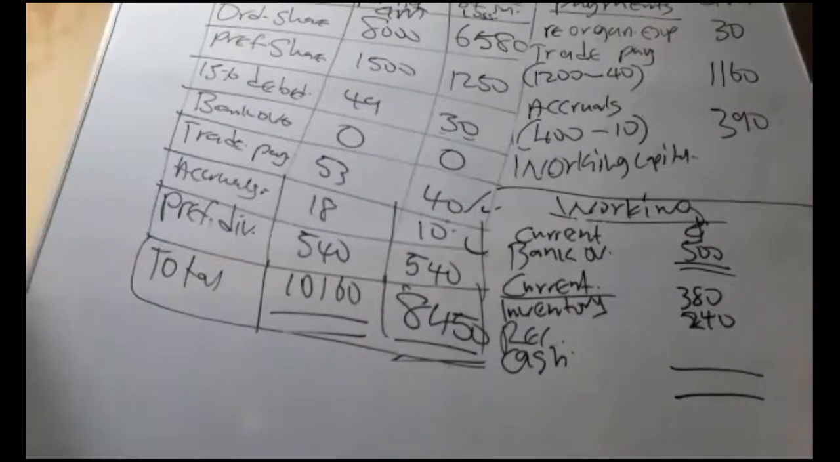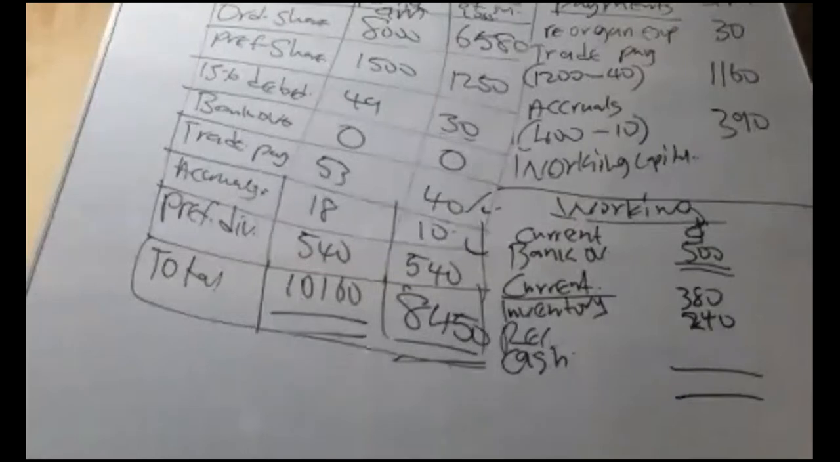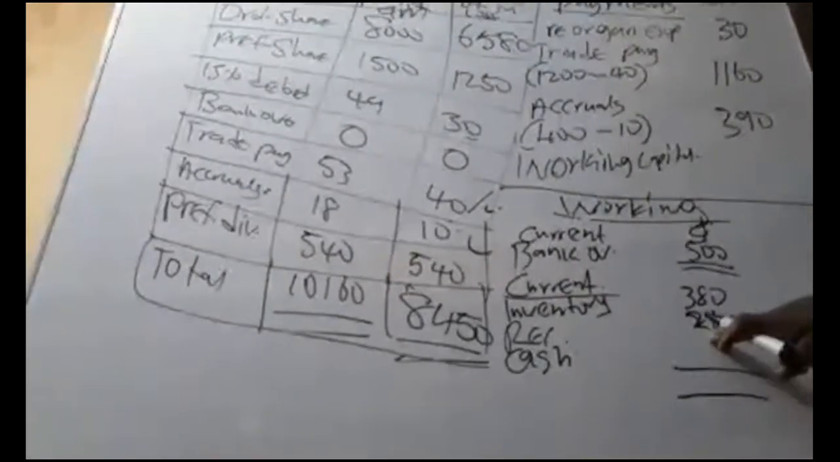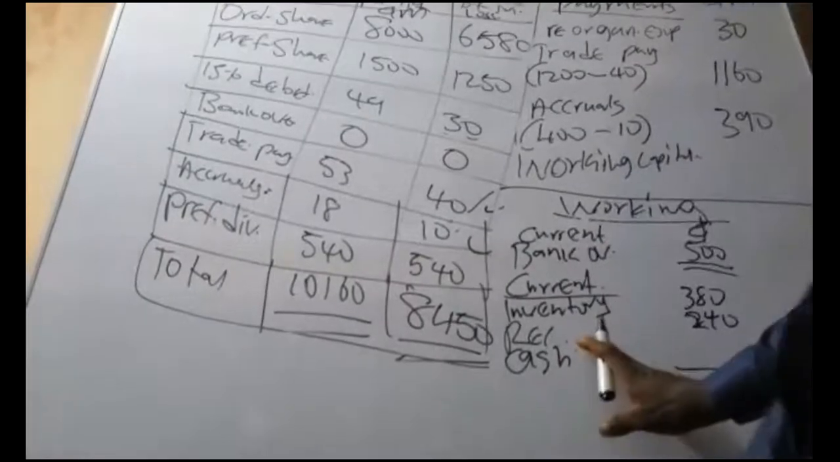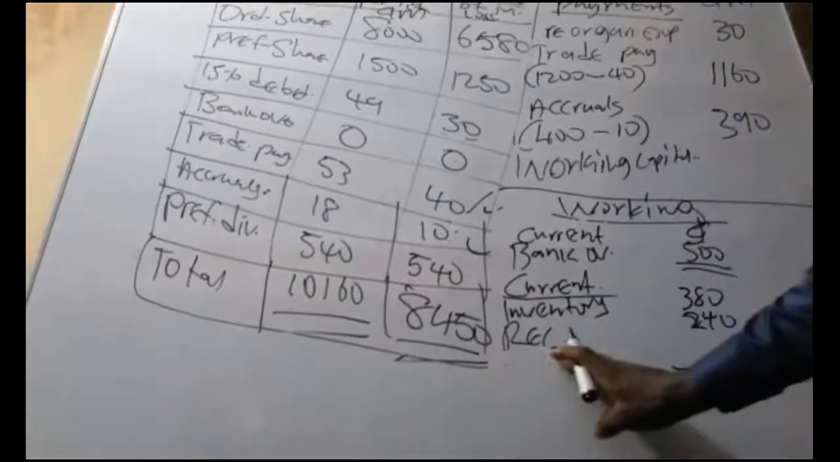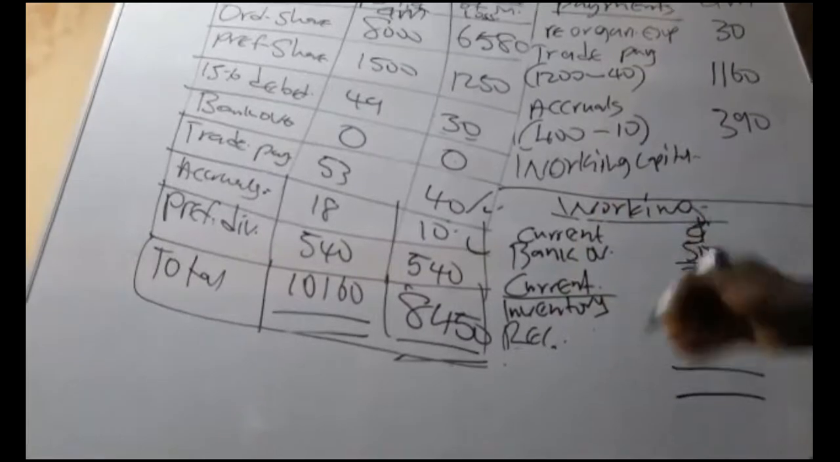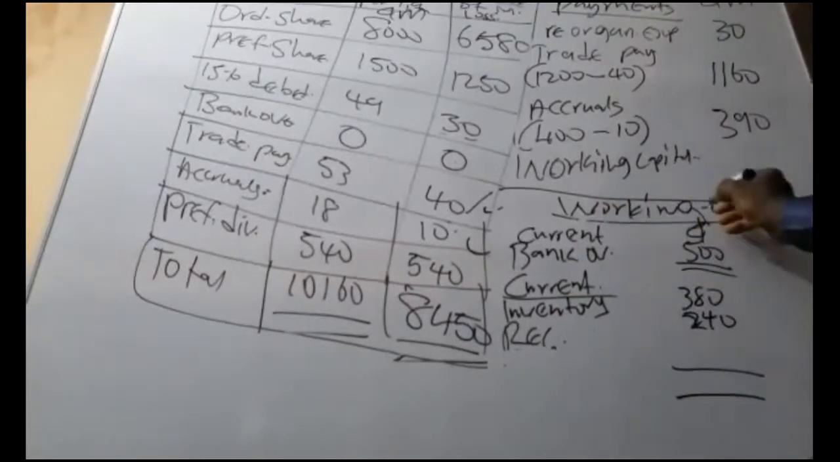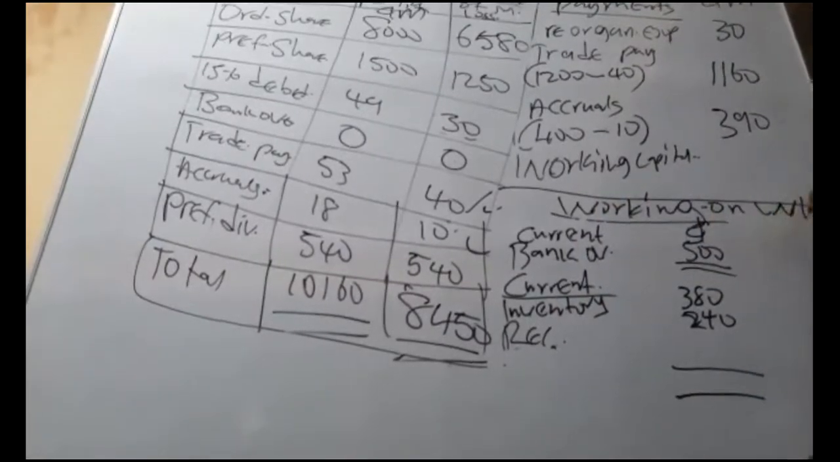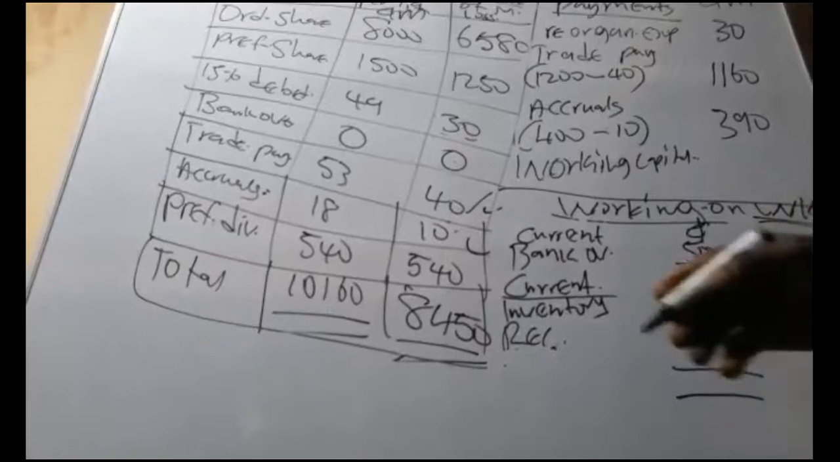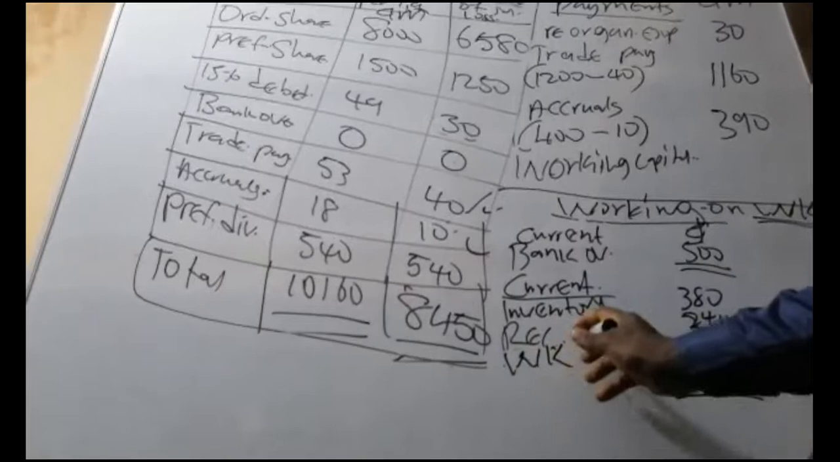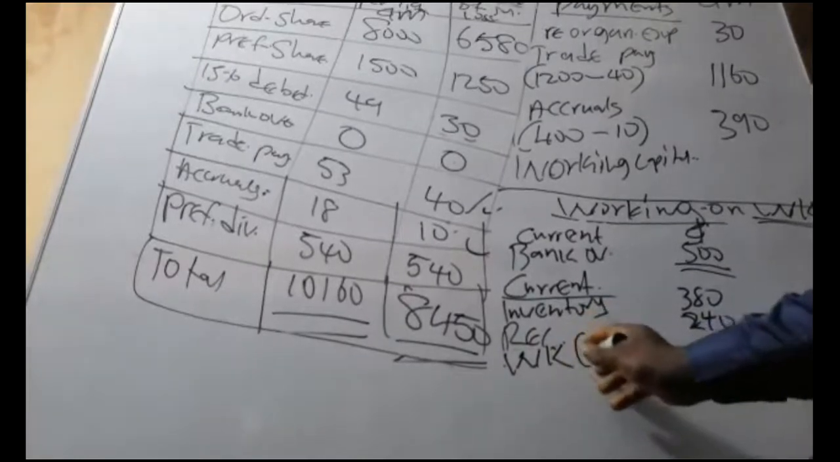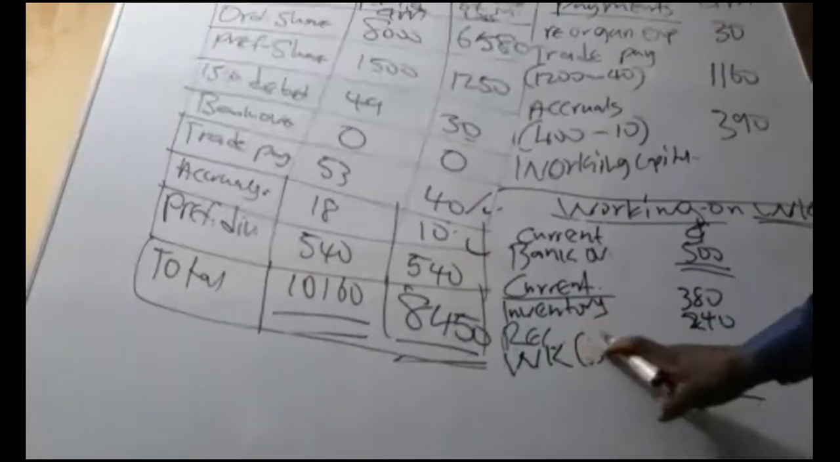Okay, so the cash is the difference. Leave a space. It represents the cash. That's the working capital. So you call it either cash or working capital, because we are looking for working capital, right? Good. So you write here: working capital, in brackets, cash, the balancing figure.